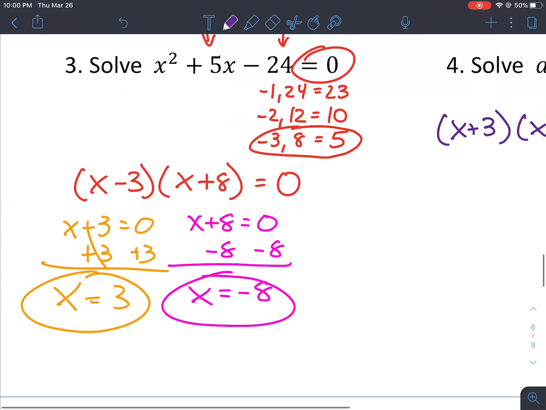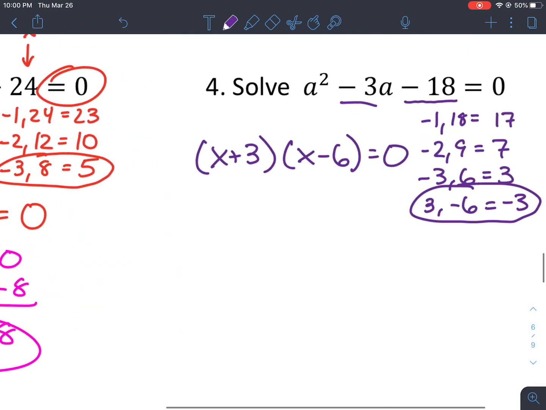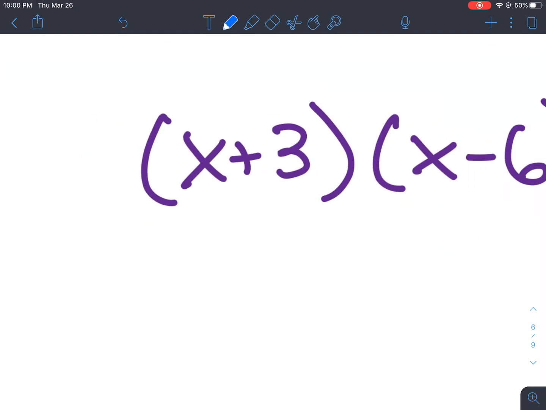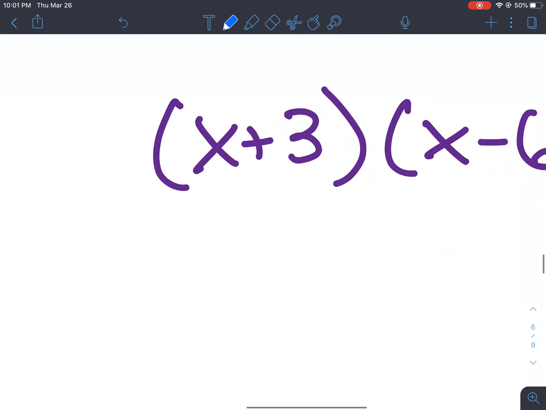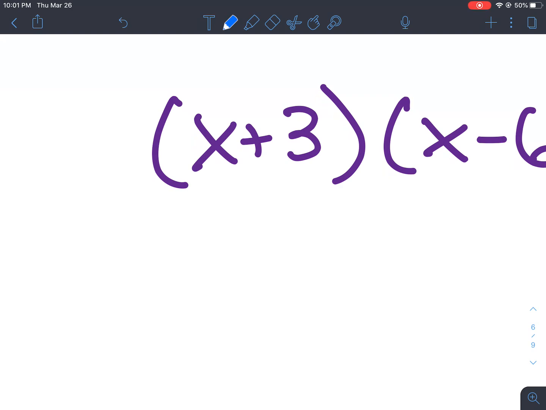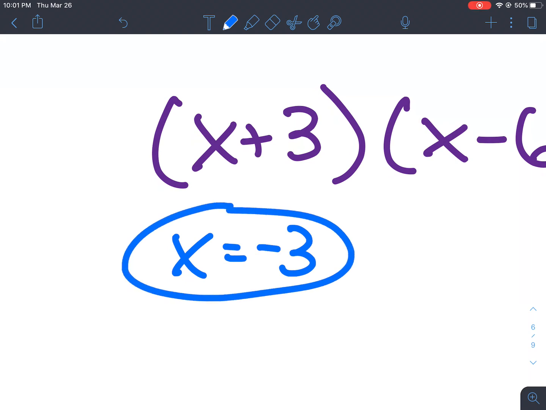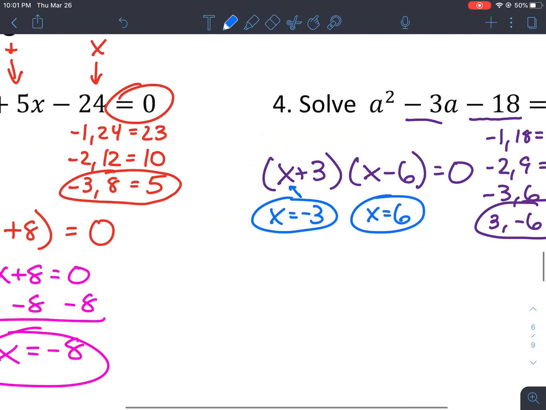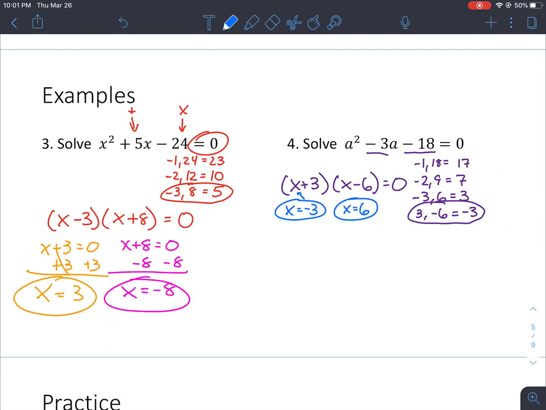Now, instead of setting up these algebraic equations, what we might be catching on to here is that really we just want the opposite of whatever's inside the parentheses. If I wanted to make x plus 3 equal to 0, I just need the opposite of positive 3, which is negative 3, because negative 3 plus 3 is 0. Likewise, what number minus 6 is going to equal 0? That's just going to be a positive 6. So, factoring our quadratic, and then setting those equal to 0 and solving.